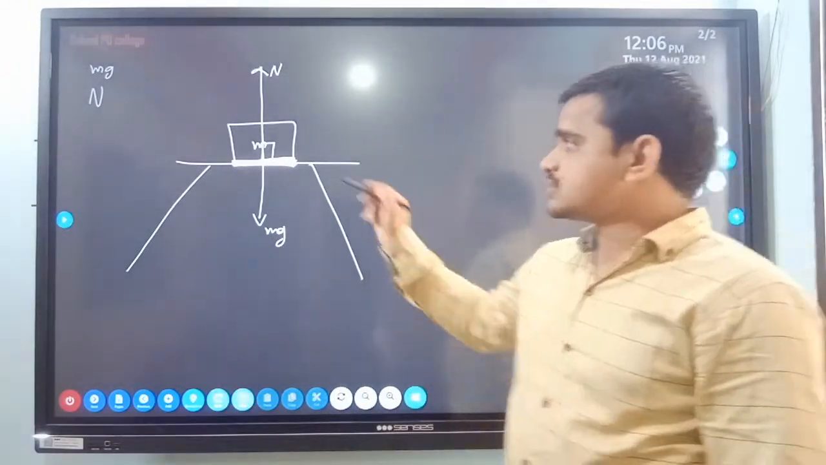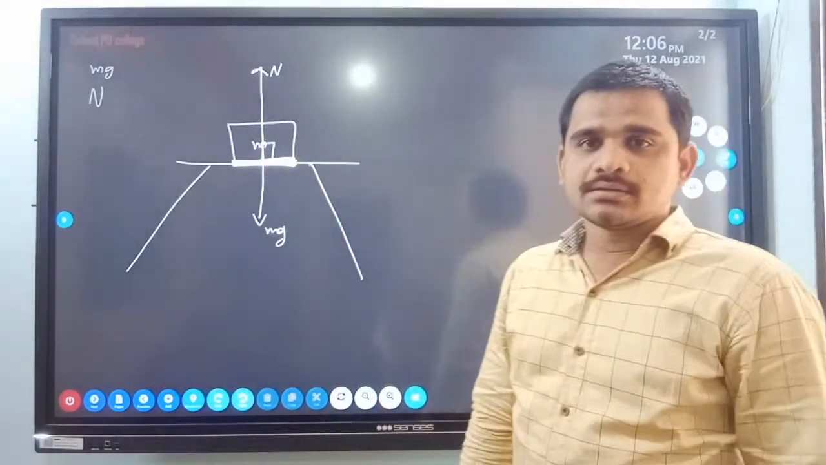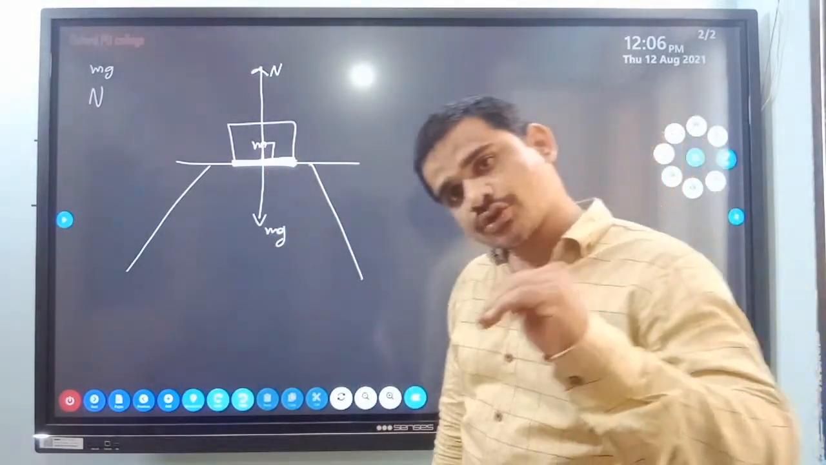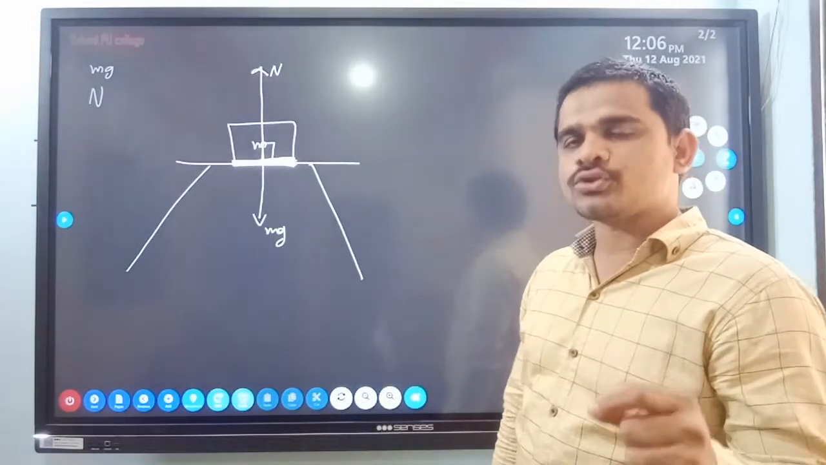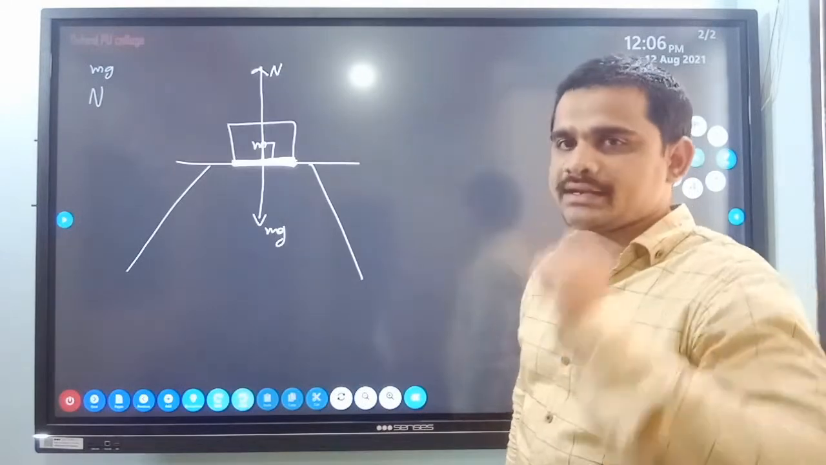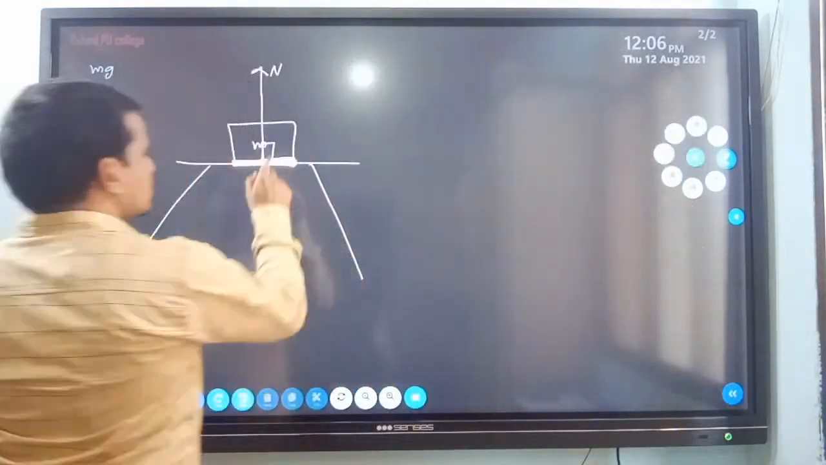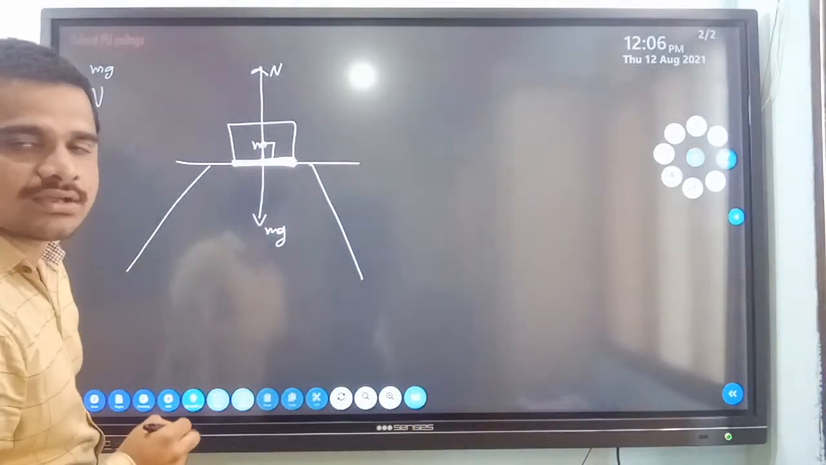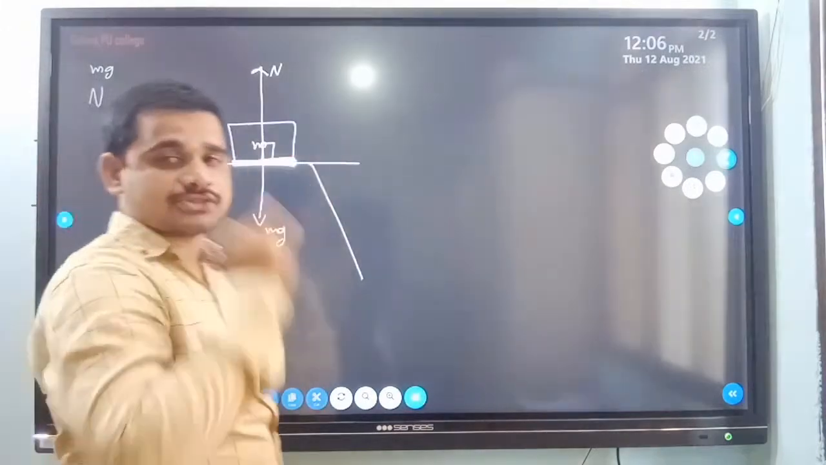Understood here? This normal reaction, normal force, acts perpendicular to the surfaces which are in contact. So this is a normal reaction. Be careful here. Normal reaction always acts normal to the surfaces which are in contact.